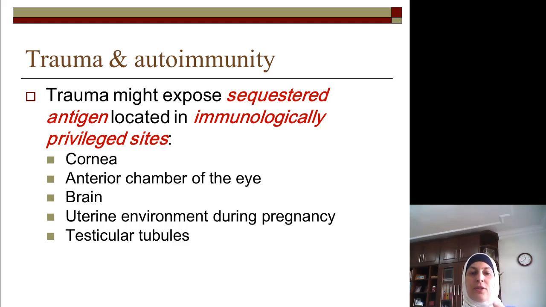Examples of immunologically privileged sites include the cornea, anterior chamber of the eye, brain, uterine environment during pregnancy, and testicular tubules. So these are not actually exposed to the inflammatory cells. It's sort of protection of these structures from an inflammatory reaction. If for any reason they become exposed, this will induce severe damage in these structures. Actually, several cases of sterility in men might be related to or induced by surgical procedures exposing testicular tubules and creating an inflammatory reaction that would damage the spermatozoa and sperms present in these testicular tubules.